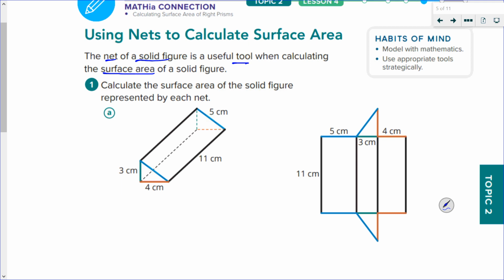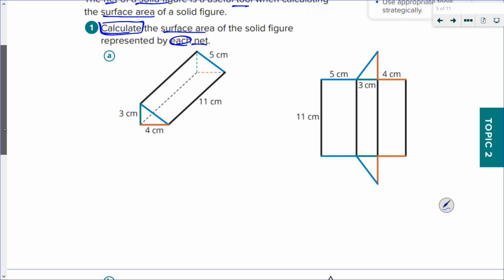Okay? So we're now going to calculate the surface area of the solid figure represented by each net. So we need to actually do some calculating right now. In part A, they've given us the figure. The good thing on this one is they actually drew the net for us. Okay? So let's start with naming our base shape. What is this base shape?